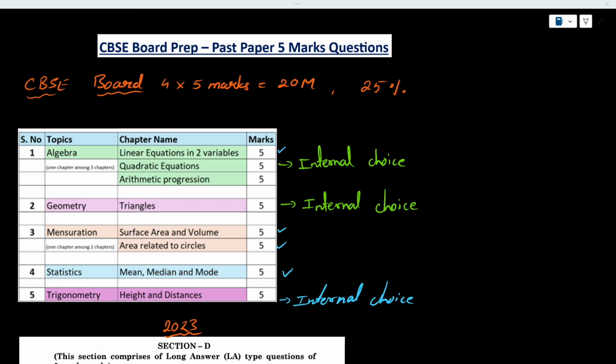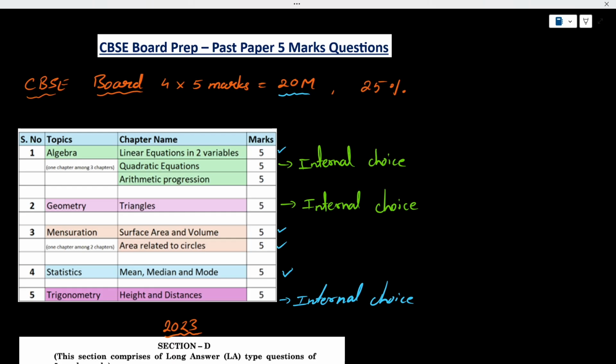Welcome to Math Fam. So today we'll see the CBSE past paper 5 marker questions. So what is the pattern here? If you know that in an 80 marks paper there will be 4 questions of 5 marks having weightage of 20 marks, right? And there will always be 2 internal choices.